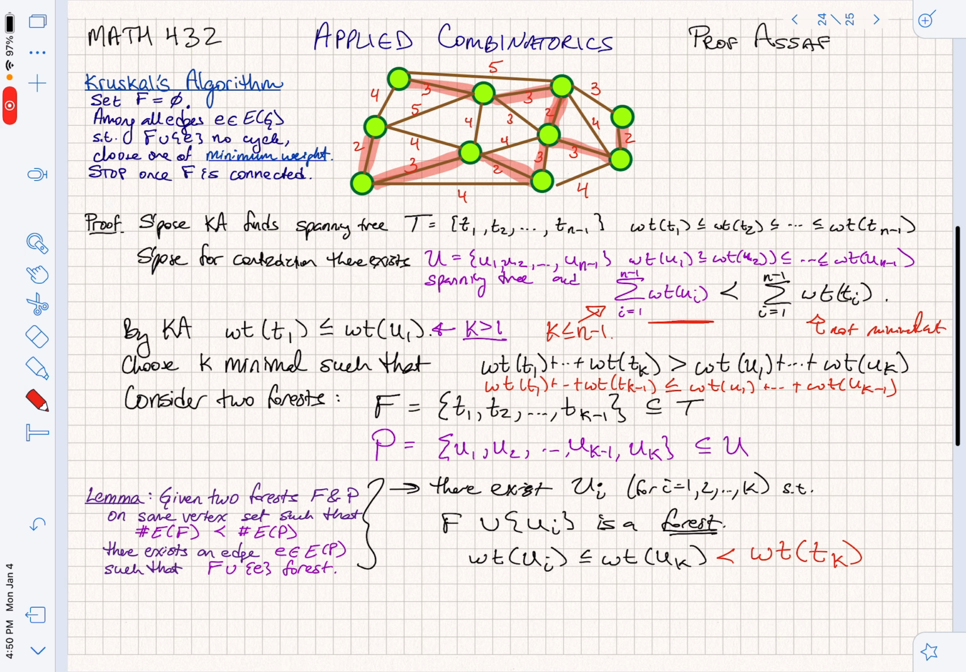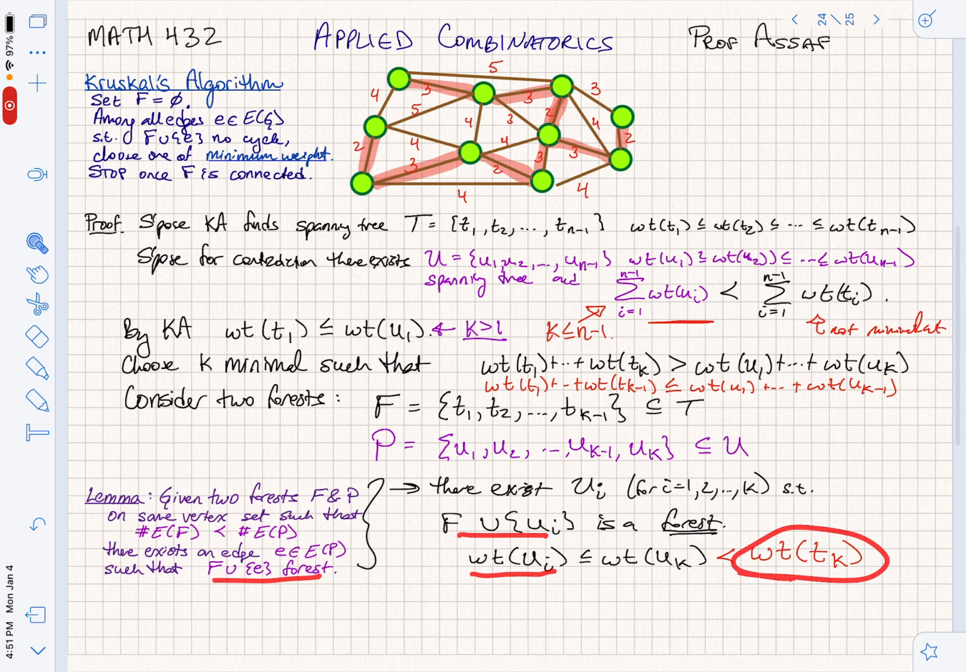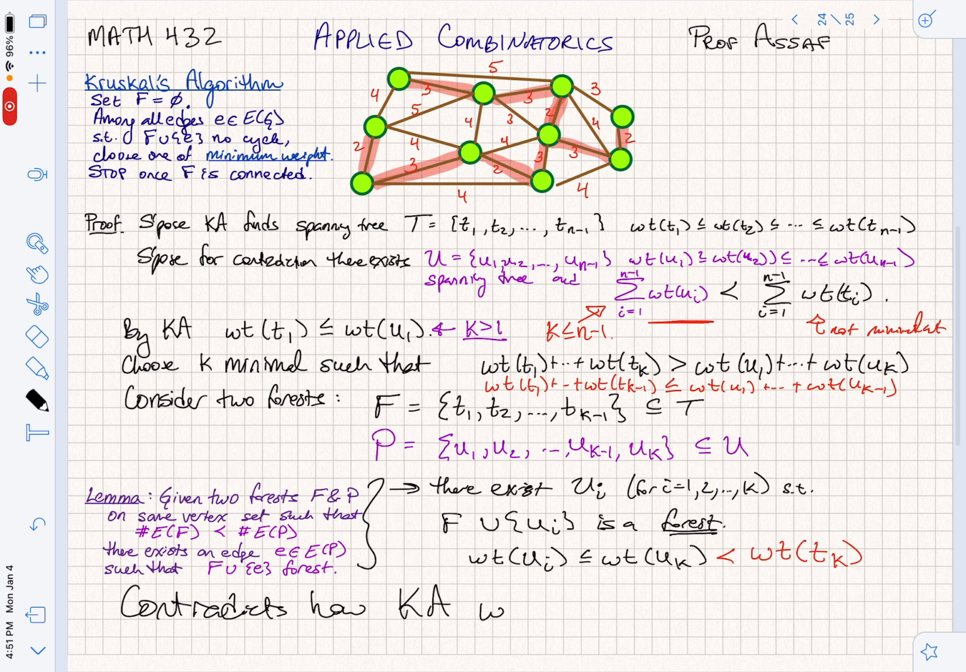Okay, where is my contradiction? What does the algorithm say? The algorithm says, among all the edges that create no cycle, this creates no cycle, choose the one with minimum weight. But this edge that I did not take is strictly less than this edge. So UI is not in F, right? We didn't take it already. It's an extra edge, and it's strictly less than the one we take. So this contradicts how Kruskal's algorithm works. So that is our contradiction.